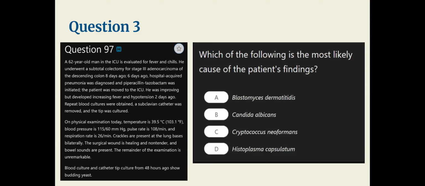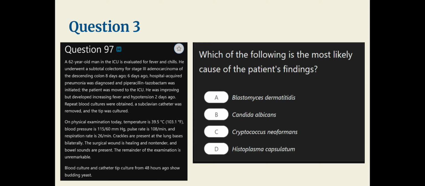So for the next question, a 62-year-old man in the ICU evaluated for fever and chills. He underwent a subtotal colectomy for stage 3 adenocarcinoma of the descending colon 8 days ago. 6 days ago, hospital-acquired pneumonia was diagnosed, and piperacillin-tazobactam was initiated. The patient was moved to the ICU. He was improving, but developed increasing fever and hypotension 2 days ago. Repeat blood cultures were obtained, a subclavian catheter was removed, and the tip was cultured.